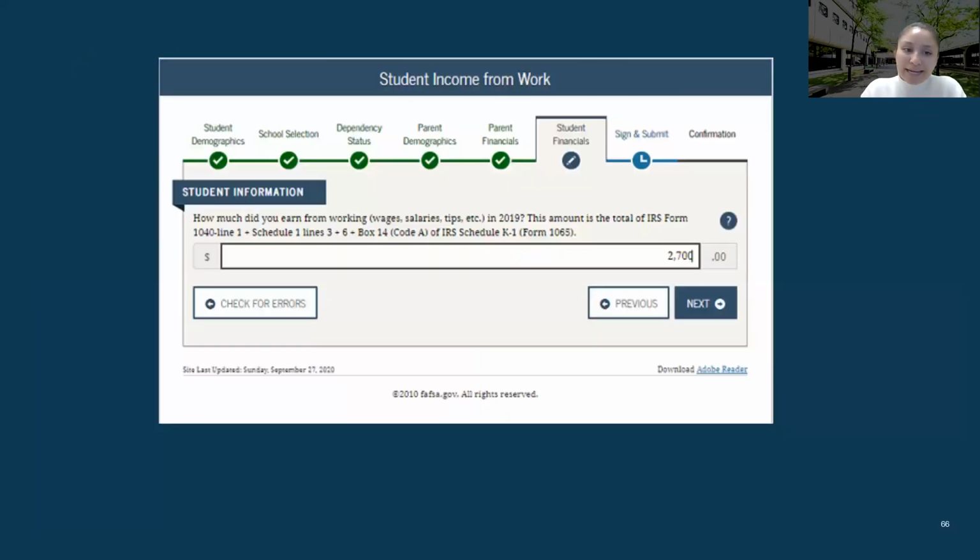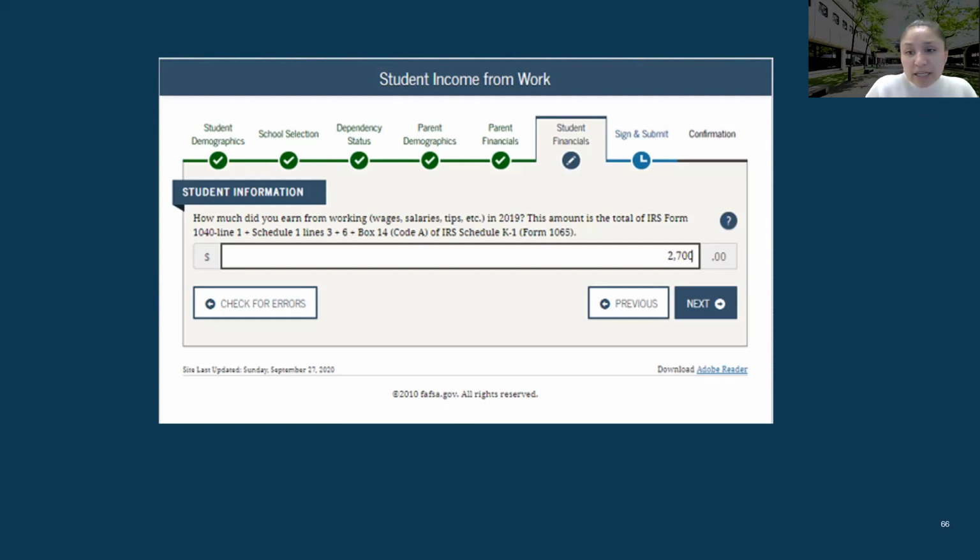The following page is identifying how much earnings you have made in the year 2019. So your wages, salaries, tips, on how much you made. This can apply to also students who did not file taxes. This question will be asked, but they will ask you to identify on your W-2s, okay?